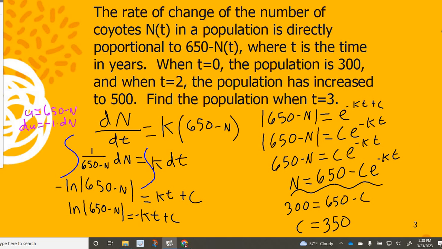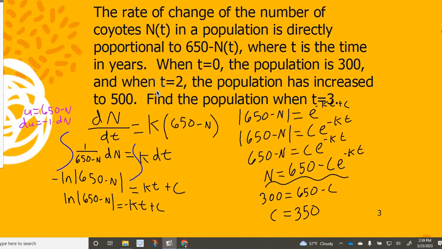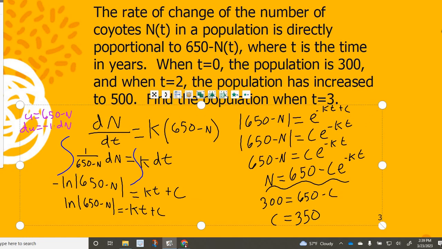Hit the red. We're almost there. We can do it. Okay. We almost said it feels like we are. So then what do we need to do? Find K.